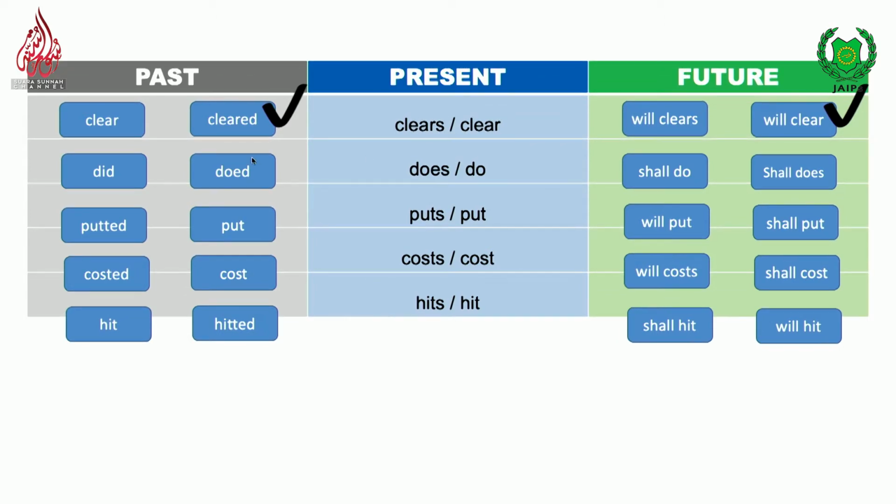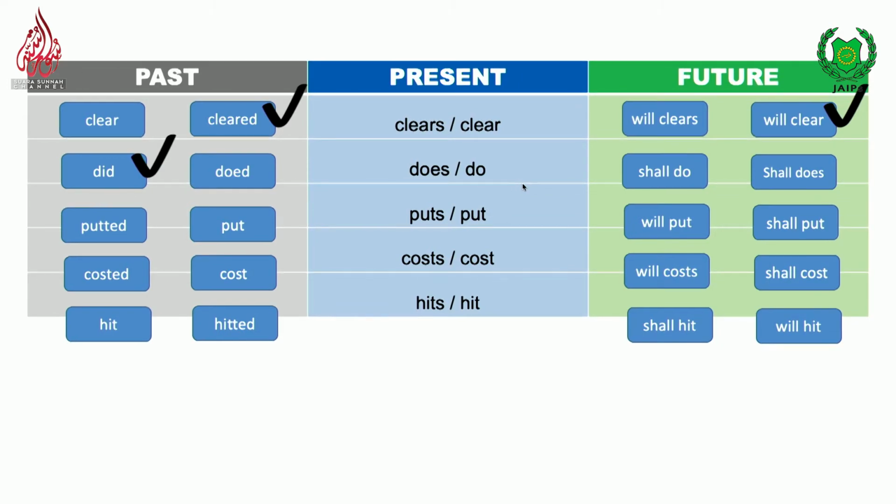These are the rules that I already explained to you just now. Let us look at does and do. Clear just now was an action verb, and does and do are auxiliary verbs. I'm pretty sure you understand it now. Let us look at the past tense for does and do. Is it did or is it doed? The answer should be did. Doed is not even a word, it doesn't exist. The answer is did.